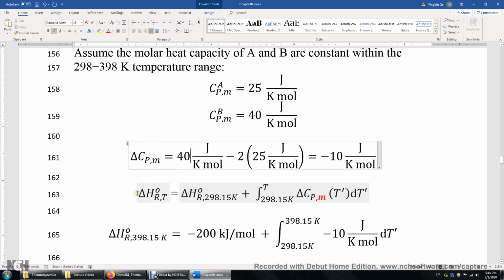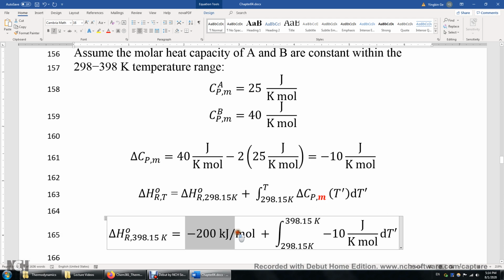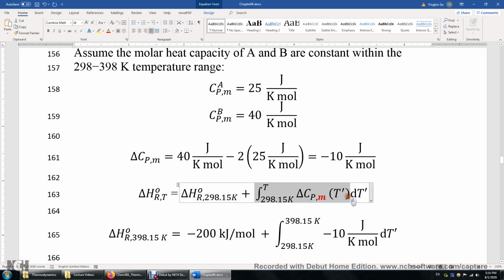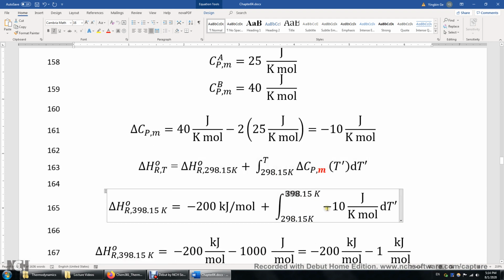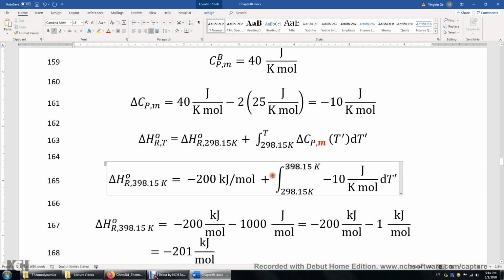Now let's look at the enthalpy of reaction at temperature T. We just need to have the reference here. This is our reference. This is our baseline. Our baseline is negative 200 kJ per mole plus the correction from the room temperature to the target temperature. In this case, it's 398. And then delta CPM is negative 10. We just do the calculation over here.